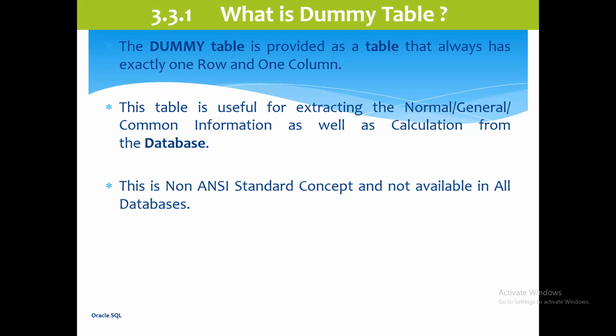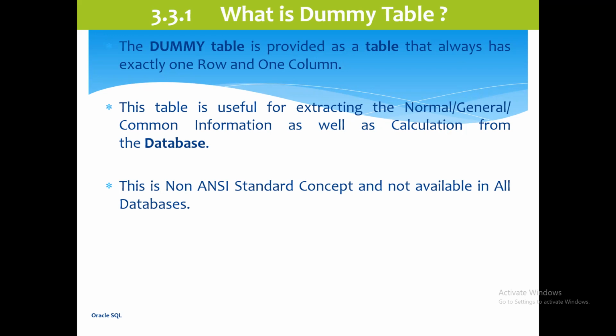So another table is the dummy table. Dummy is not the name of a table. Dummy is a type of table. So the dummy table is provided as a table that always has exactly one row and one column. So one table they have provided which consists of one row and one column only, and that is category wise. If you tell, that is the dummy category.